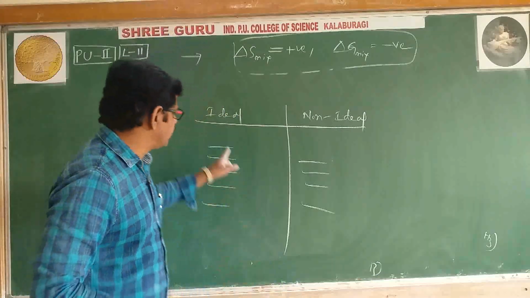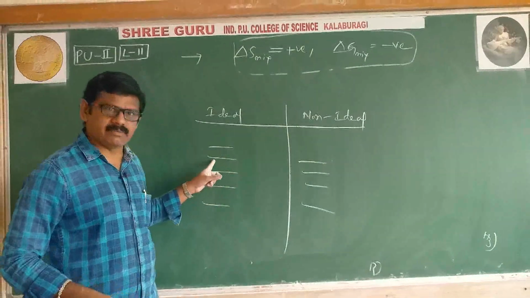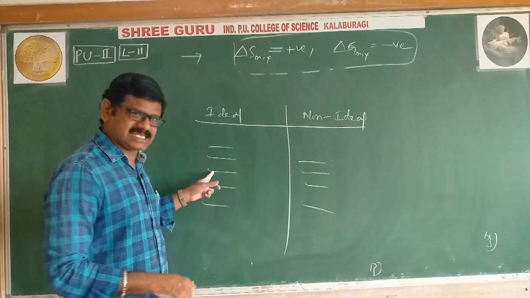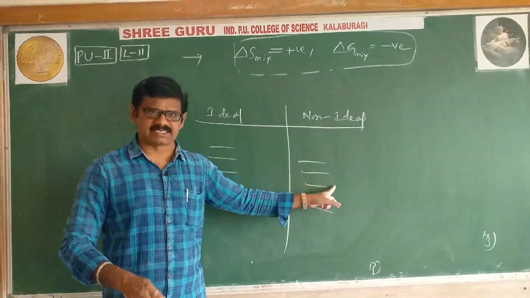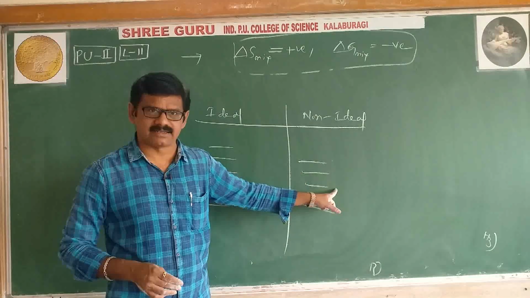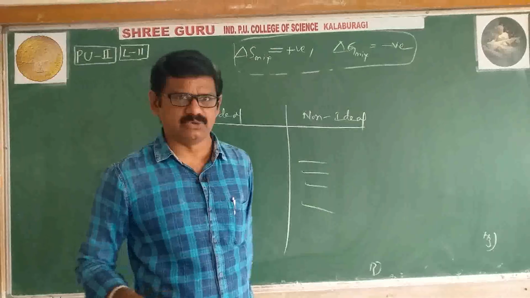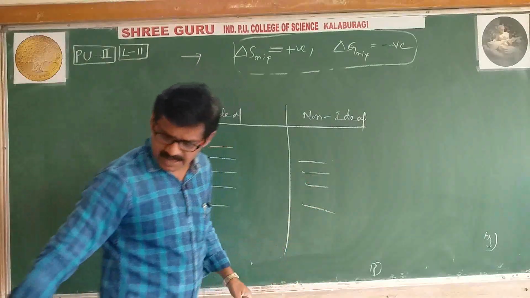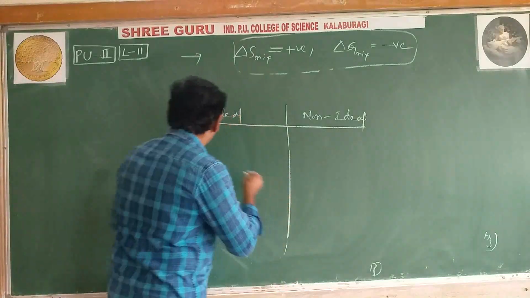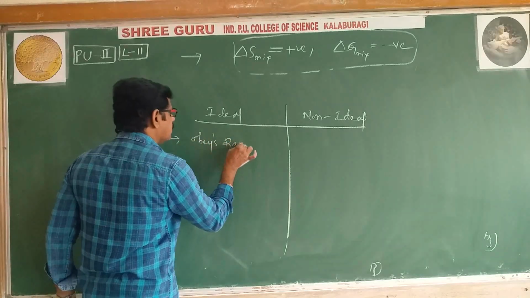We can write: here it obeys Raoult's law, here it does not obey Raoult's law. Here delta V mixing is 0, delta V mixing is not equal to 0. Delta H mixing is 0, delta H mixing is not equal to 0. Directly you can write not equal to. Don't write greater than or less than, because we are writing non-ideal and I did not mention positive or negative. Here, obeys Raoult's law is the first point.